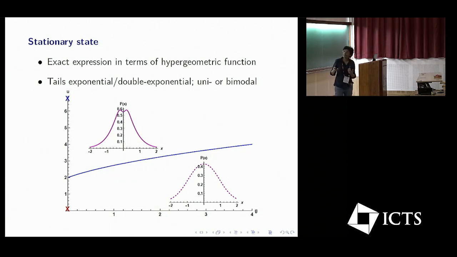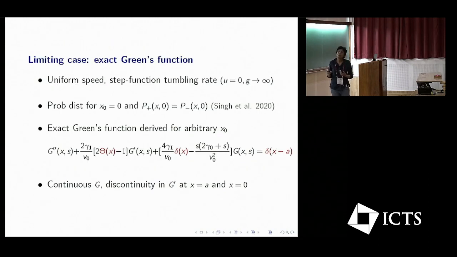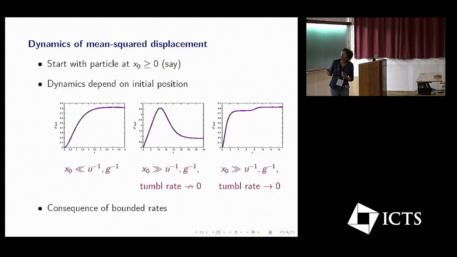Okay, so that's all I wanted to say about the stationary state, but we also looked at the mean square displacement. So we start with a particle at some arbitrary x naught, and then we find that the sigma square could have these three answers. It could increase monotonically towards a stationary state. It could be non-monotonic, or it could flatten and then again approach a stationary state.